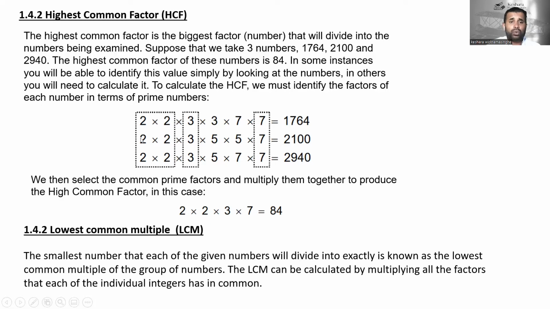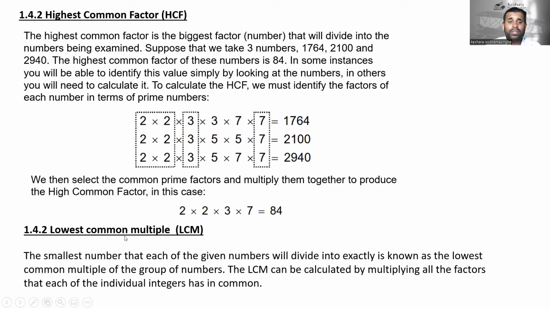You can go through this picture, and we then select the common prime factors and multiply them together to produce the highest common factor. So the common prime factors are 2 into 2, 3, and 7. So the highest common factor is 84.